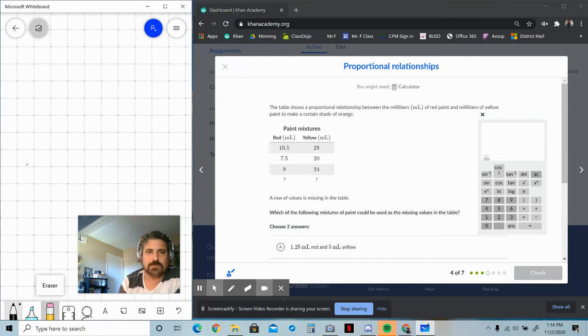So what you're looking at here is a ratio that's important. You want that ratio of red to yellow always to stay the same. So you want red on top, let's say yellow on bottom. It doesn't really matter which you choose as long as the ratio is constant. So that means we got 10.5 over 28.